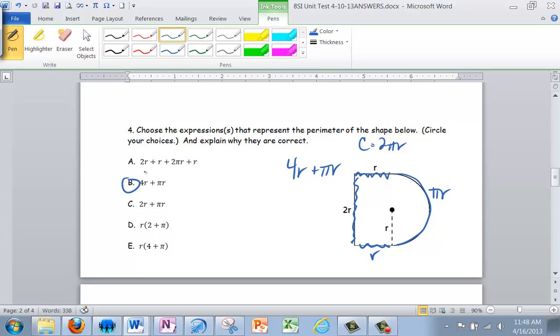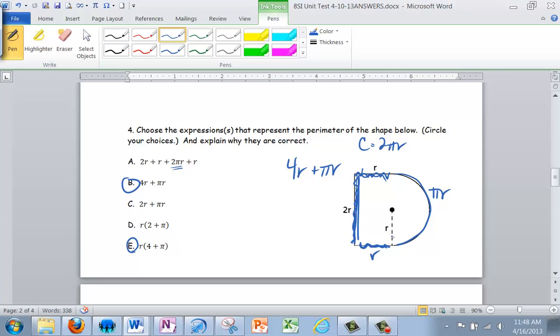So there's B. Then the idea is to look at something that's equivalent, and that would be letter E. So those are the two answers. For all of these, this one has a full circle, which is incorrect. This one has only two r's, two r's here, but you forgot these two. Same thing here. What else did I want to say?